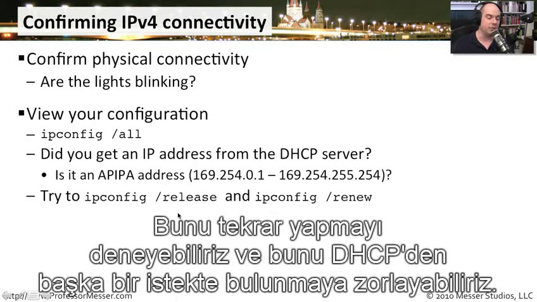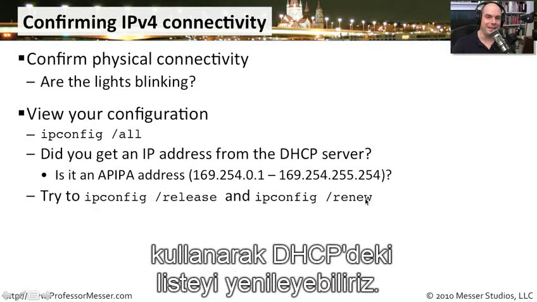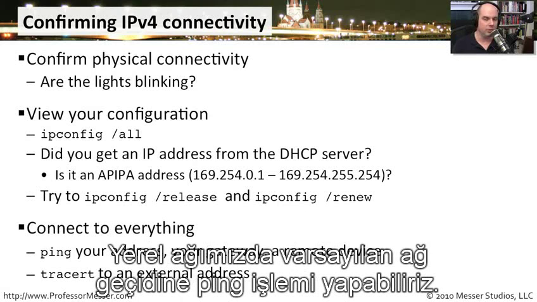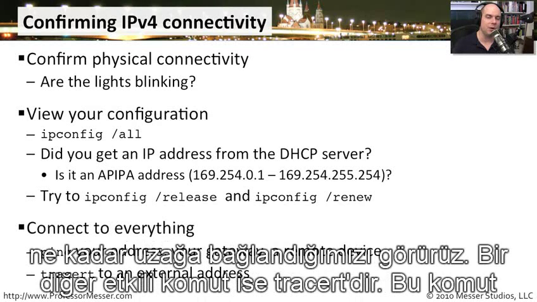We can try it again. We can force it to do another request to DHCP by typing in ipconfig /release and then ipconfig /renew to renew that lease with the DHCP server. And lastly, we can start using the ping command to see exactly how far we can get. We can ping our local address, we can ping our default gateway, we can ping another IP address that might be out on the internet to see just how far we get.